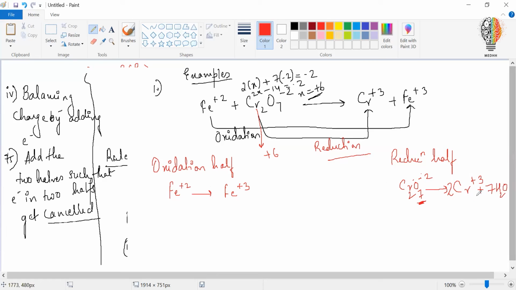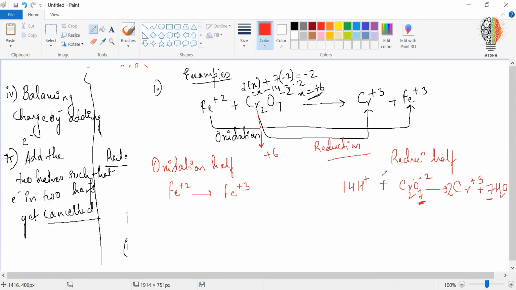Now next, I have to balance out hydrogen. How are you going to balance out the hydrogen? You can see there are a total of 14 hydrogens present over there. So you can read the point: balancing out the hydrogen needs to be done by adding H plus ions, those many number of H plus ions. So you can see there are 14 hydrogens, so here we will add 14 H plus.